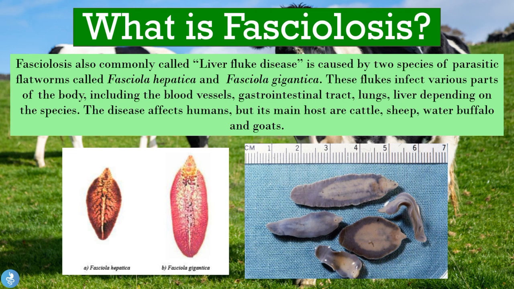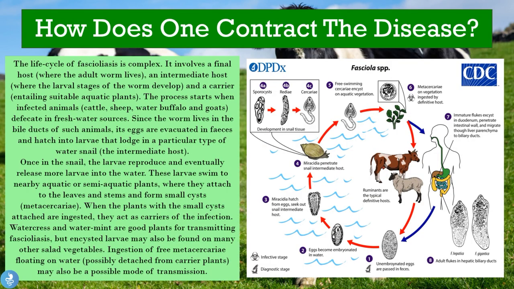So now that we know the basics of fasciolosis, let's take a closer look at how one can contract this disease. The actual life cycle of fasciolosis is pretty complex. It involves a final host, which is the adult human, where the worm lives, an intermediate host, where the larval stages of the worm develop, and a carrier, which entails suitable aquatic plants such as watercress. The process starts when the infected animals, such as cattle, sheep, water buffalo, and goats, defecate into fresh water sources.